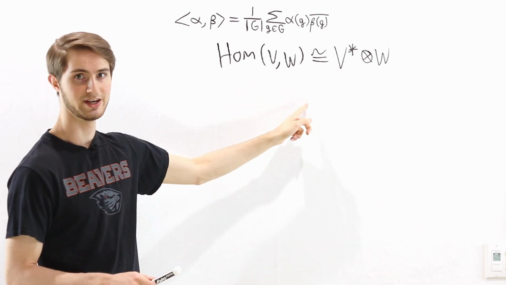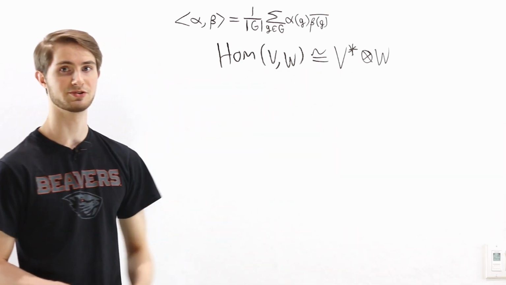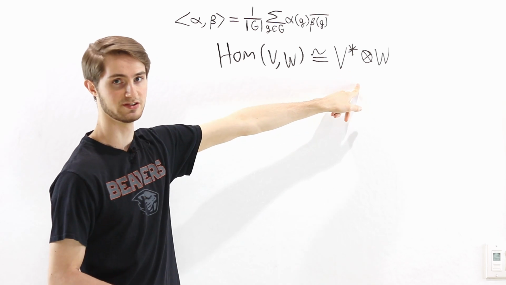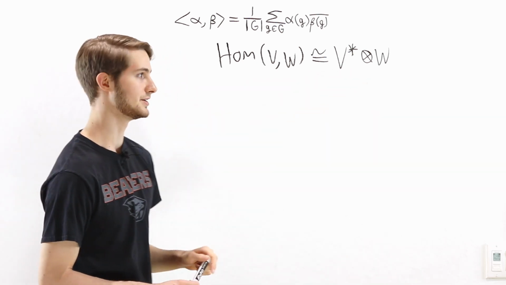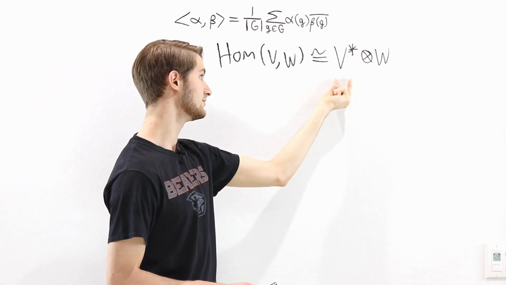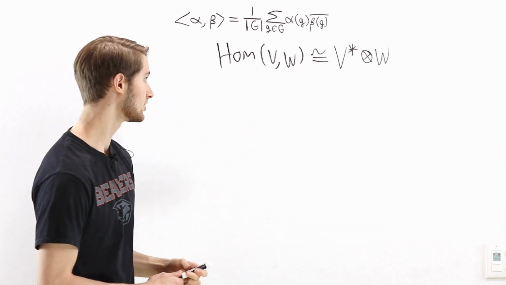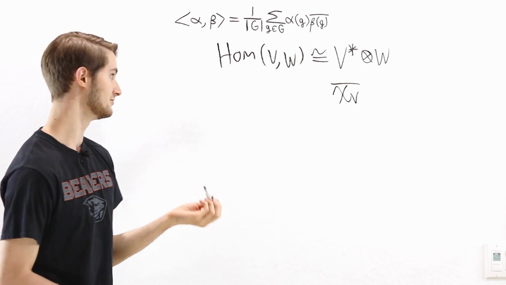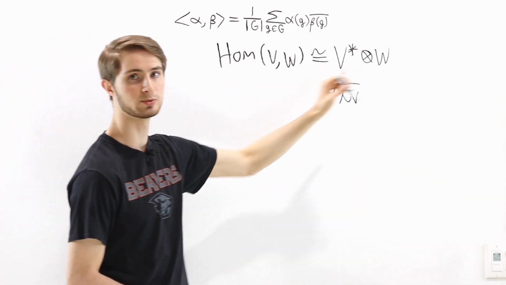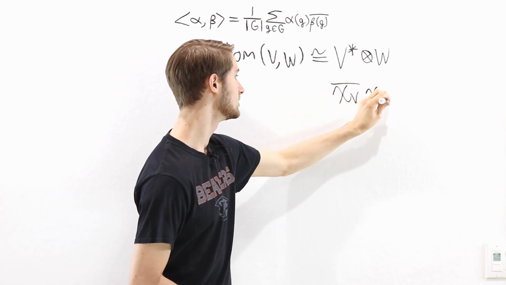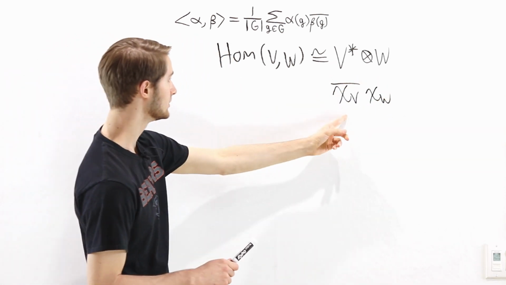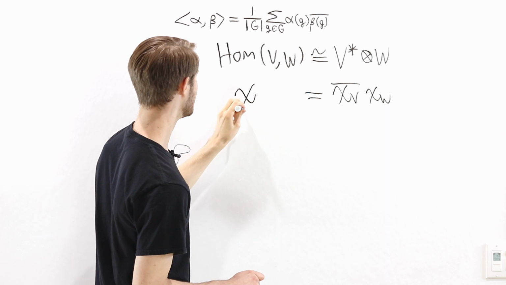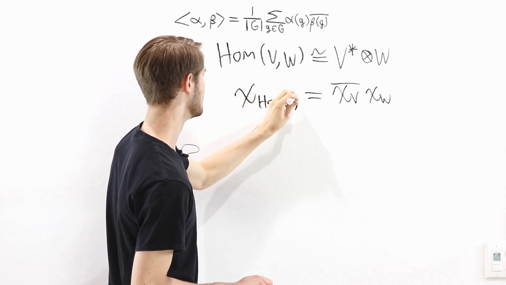If V and W are representations of G, then these vector spaces are also representations of G. And because they are isomorphic representations, the characters of these two have to be the same. So let's look at the character on the right side here. First of all, if V is a representation of G, then the dual representation V* has character equal to the complex conjugate of the character of the original representation V. And we know that the character of a tensor product of two representations equals the product of the characters. So this is the character of V* tensor W. And because these are isomorphic representations, this is equal to the character of the representation Hom(V, W).